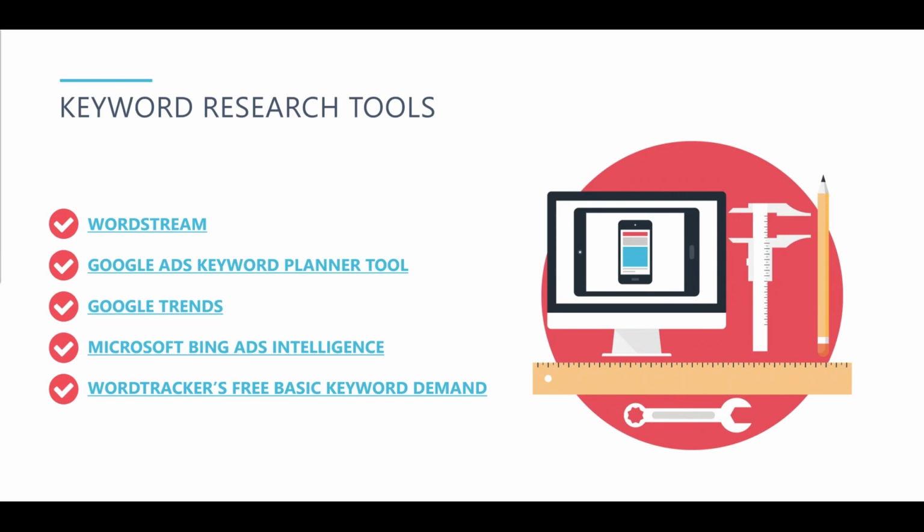Google Trends is a free tool, and it's very helpful if you have seasonal products. For instance, if you sell Christmas or holiday items, it'll show you when the traffic will start picking up, so you can optimize for seasonal things on a quarterly basis. Microsoft Bing Ads Intelligence is the same as the Google Ads Keyword Planner, and it gives you a little bit of different KPIs based on the audience that uses the Microsoft versus the Google search engine tool. And WordTracker has a free basic keyword tool as well.